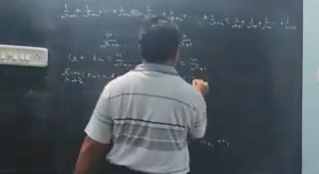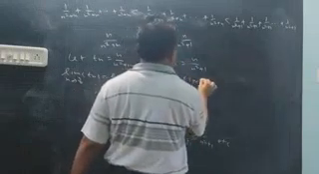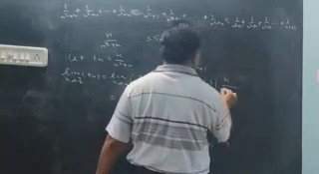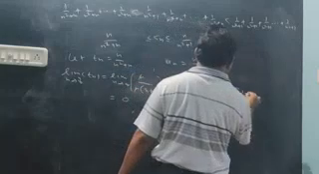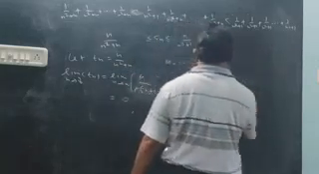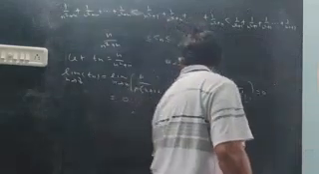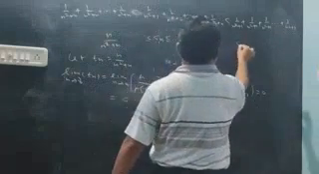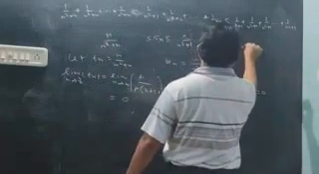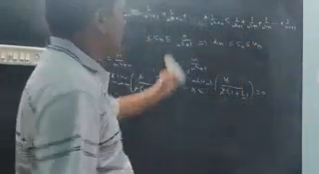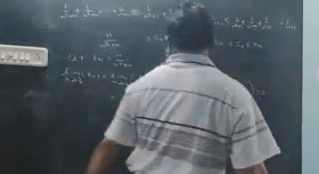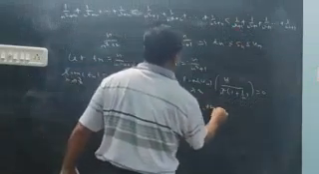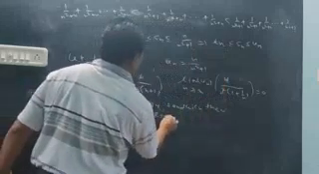Also here, the limit of Un: same, n square is common, 1 plus 1 by n, the n cancels, but 1 is remaining, 1 upon infinity is 0. So the limit of Tn is 0, the limit of Un is 0, and Sn lies between Tn and Un. Therefore, by the Sandwich theorem, the limit of Sn is also 0.